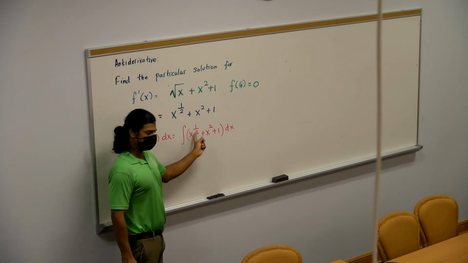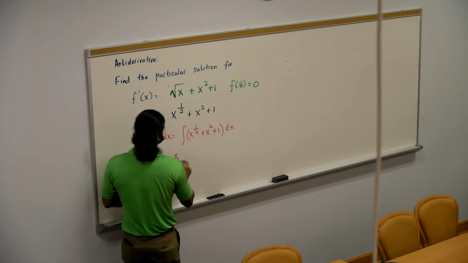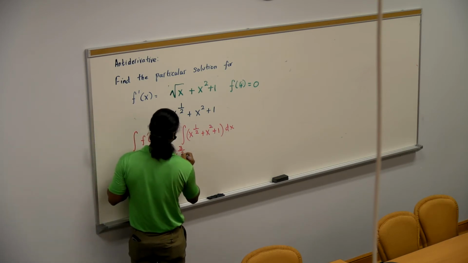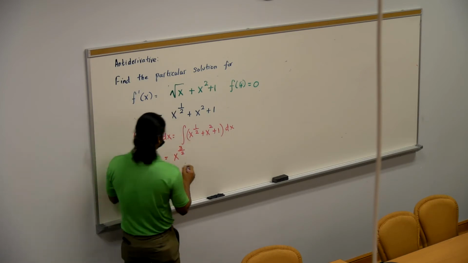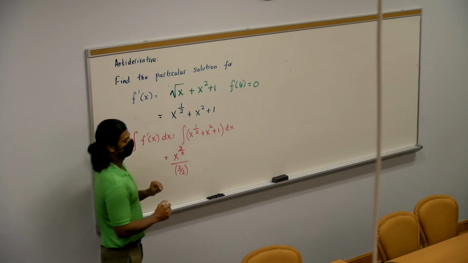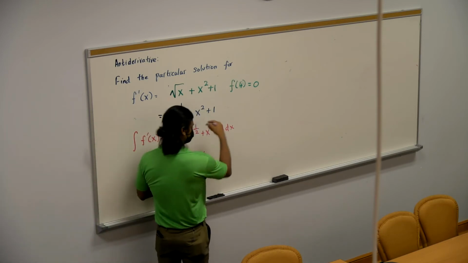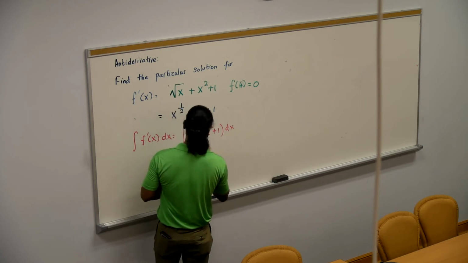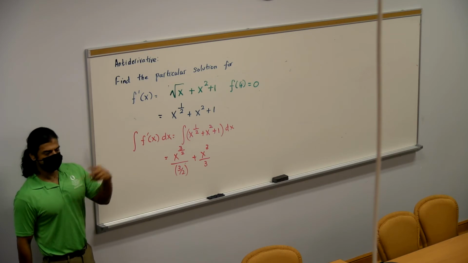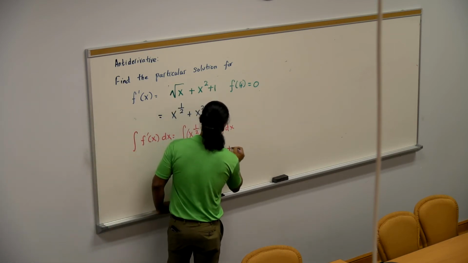The power here is 1/2. So you add 1: 1 plus 1/2 is 3/2. You divide it by 3/2. The power in the next term is 2. Add 1 to the power, so you have 3, divided by 3. The integral of 1 is just x, and you have plus c.